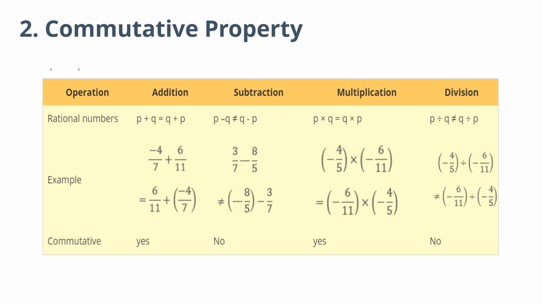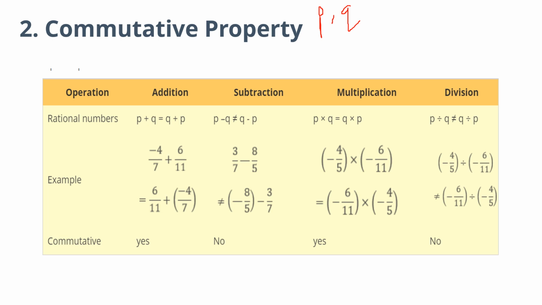Now let us try to understand the commutative property of rational numbers, which states that for two given rational numbers, p and q are commutative if we carry out the operation on p and q first, then on q and p, and find the results. Let us see how we do it. Suppose we take addition. You find p plus q, then you find q plus p, and the result will be the same. So that means rational numbers are commutative for addition.